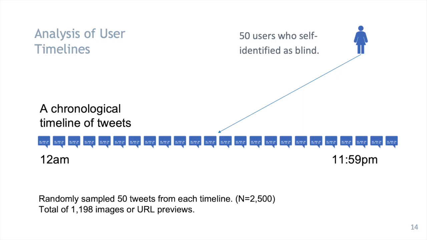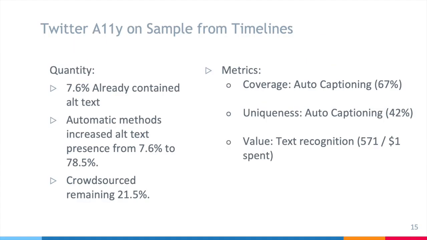I sampled 50 tweets from each user for a total of 2,500 tweets. A little less than half of these contained images, resulting in 1,200 images or URL previews. Of these images, 7.6% already contain some sort of alternative text. Twitter Ally was able to increase this to 78.5%, approximately a 70-point increase, and then crowdsource the remainder to ensure every image received alt text.